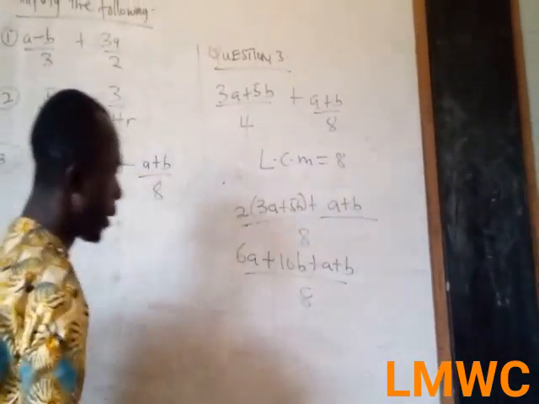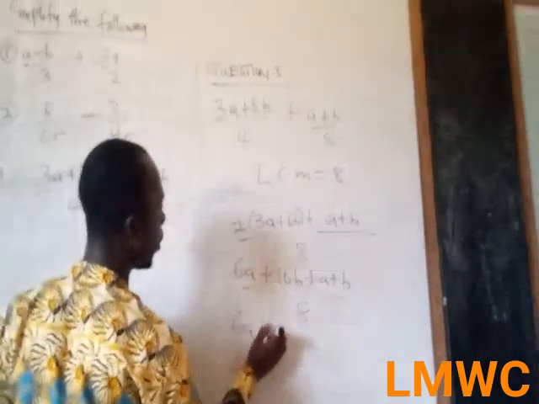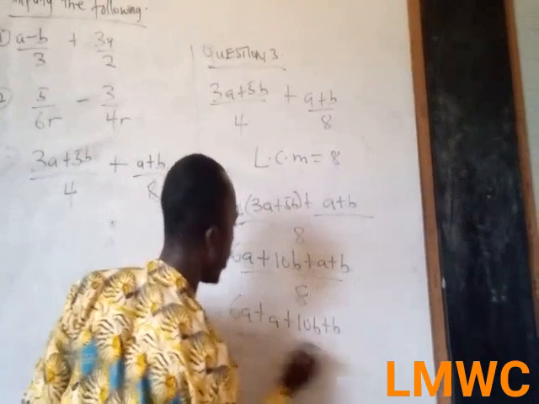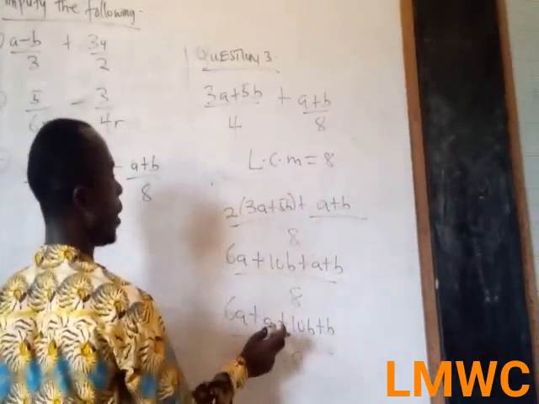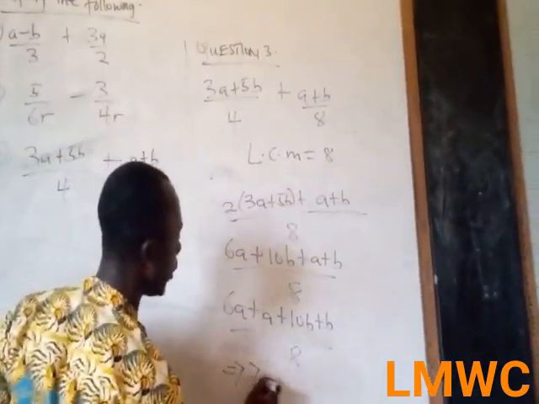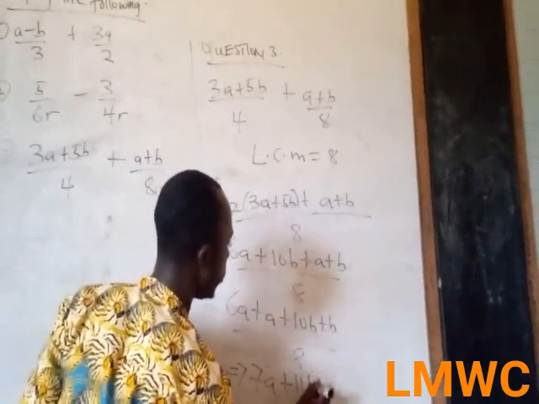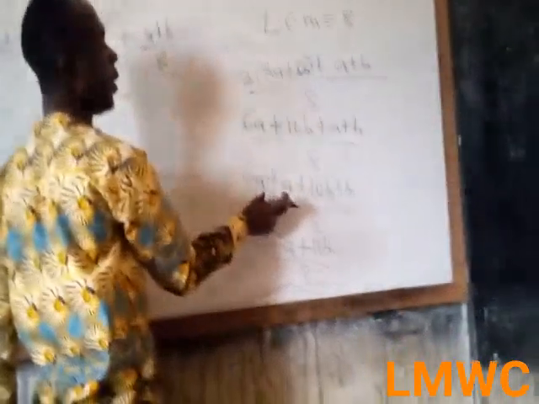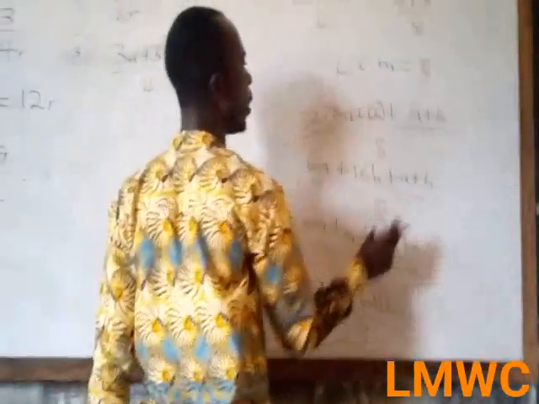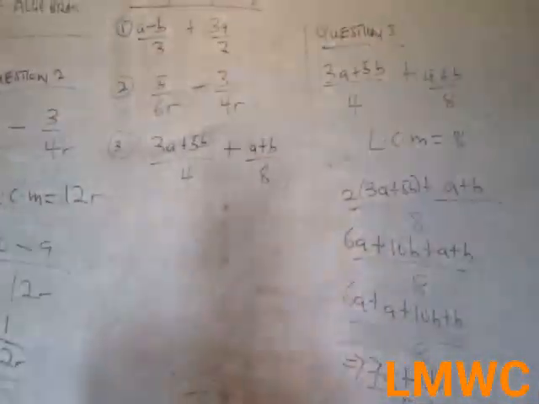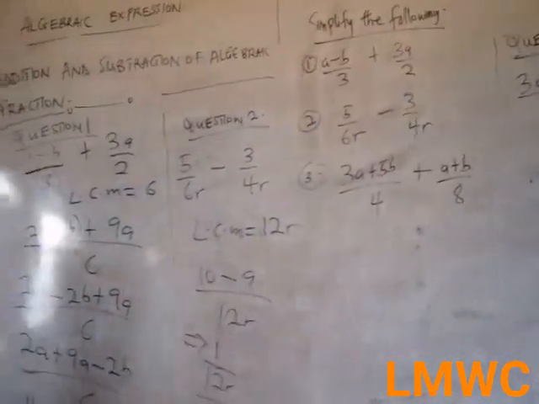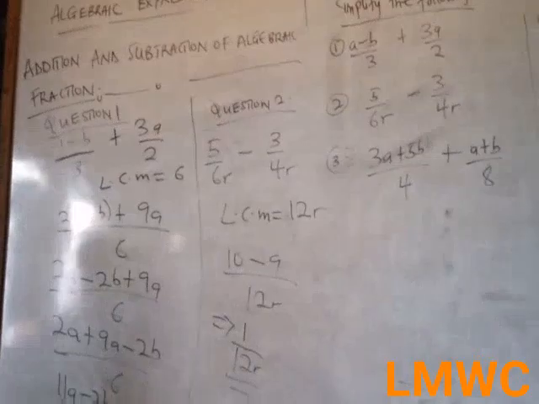So you can group like terms. You have 6a plus a, plus 10b plus b, over 8. 6a plus a gives 7a, plus 11b, over 8. So this is the answer. The coefficient of a is 1 and b is 1; in maths, we don't write it. So that's our answer, and I'm done with addition and subtraction of algebraic fractions.